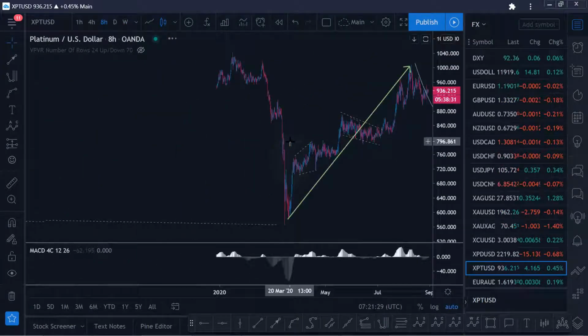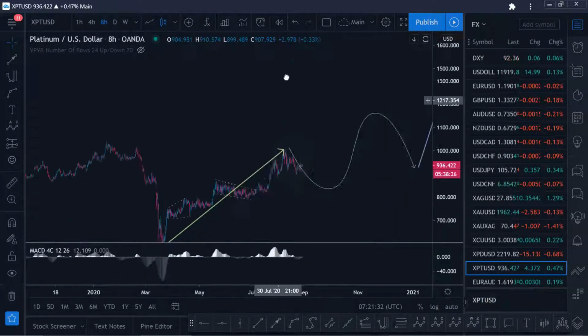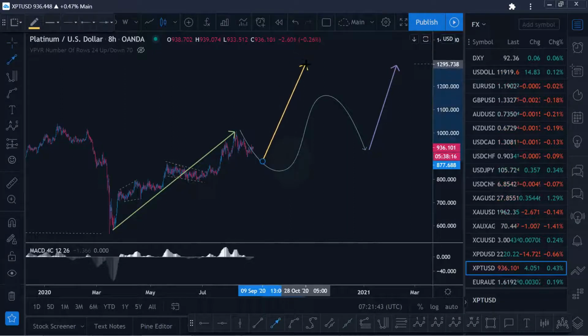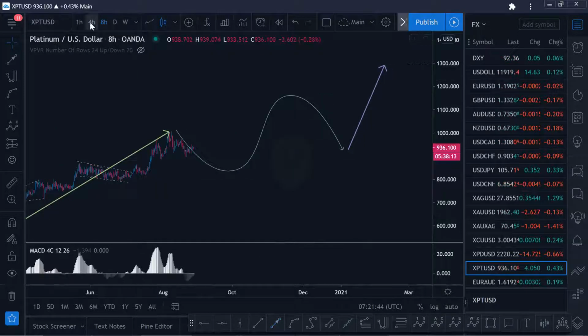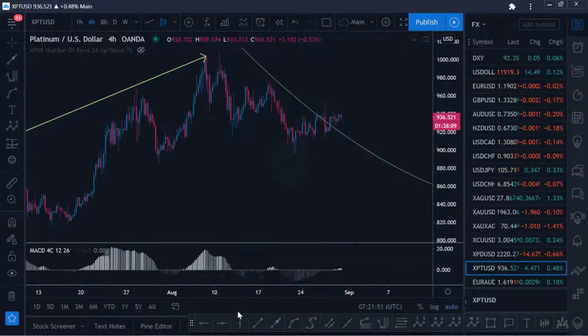All we really know is that the high degree structure suggests we want to head higher towards 1,300 on this. I'm just not quite sure of the picture we're going to use to get there. Potentially this is just another lower degree correction, and we have a strong surge in platinum later in the month. So look out for that. If you see any entries to the long side in platinum, that's what you want to be looking for moving forward.